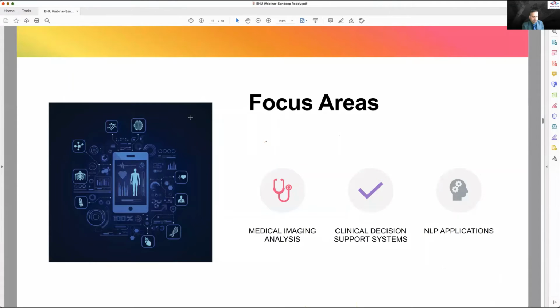Now let's spend some more time on a couple of areas which are very important in terms of AI in healthcare, where AI is being actively used. Those areas are medical imaging analysis, clinical decision support systems, and NLP applications. The reason I'm spending a lot of time on these is that this is where AI is going to be utilized extensively, now and going into the future.